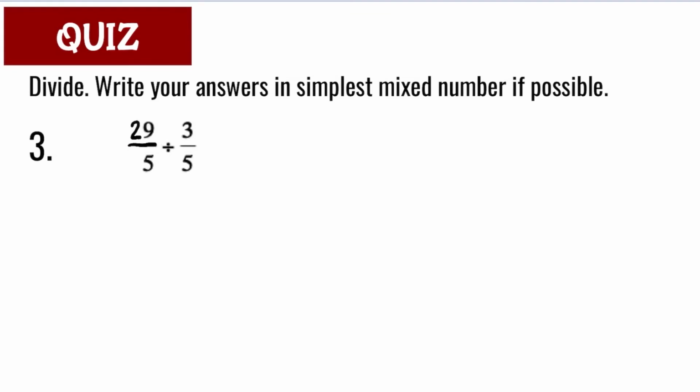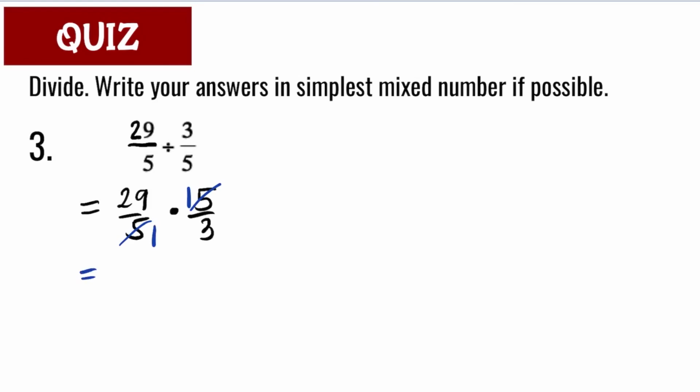Question number 3. 29 over 5 divided by 3/5. Step 1 is to change this into a multiplication problem using KCF. We keep the first fraction 29 over 5. We change division to multiplication. And we flip the second fraction 3/5, and that is 5 over 3. For this problem, we can simplify 5 divided by 5 as 1, or 1 over 1.